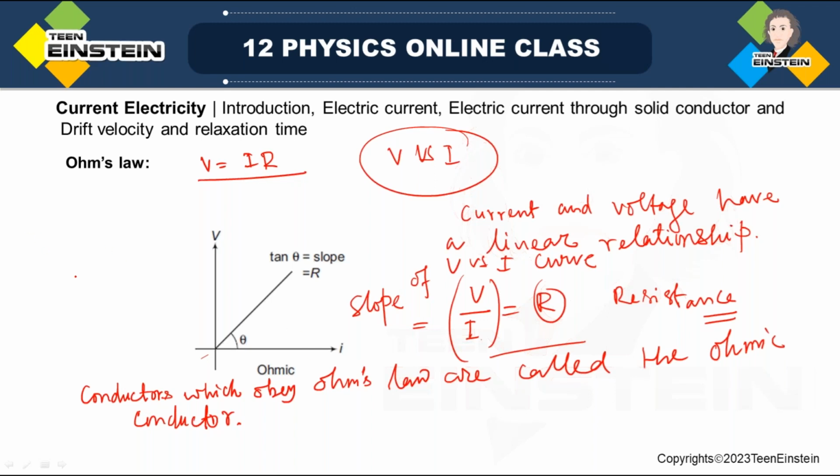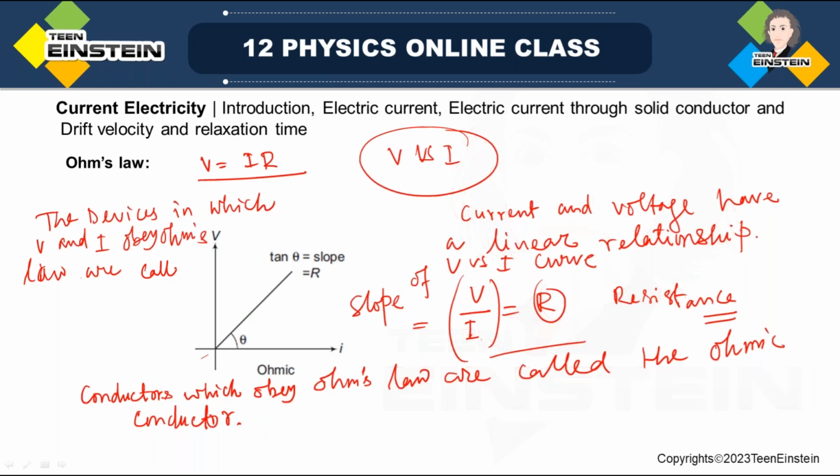Or the devices in which V and I have a linear relationship, or V and I obey Ohm's law, in devices like electric bulb, heater, etc., which obey Ohm's law, are called linear devices.